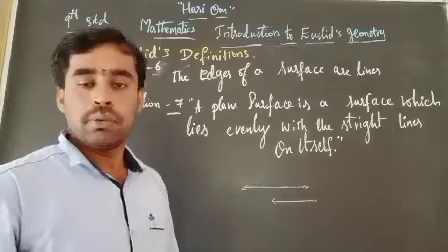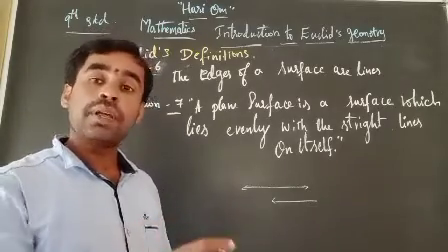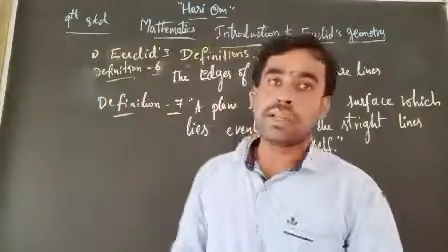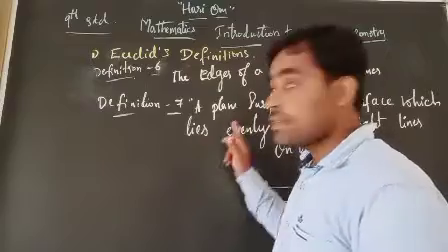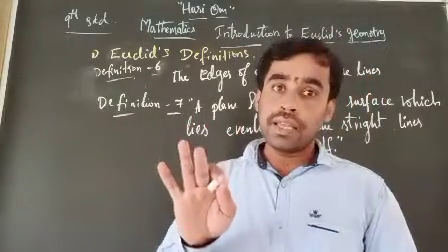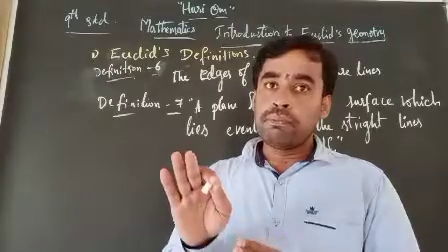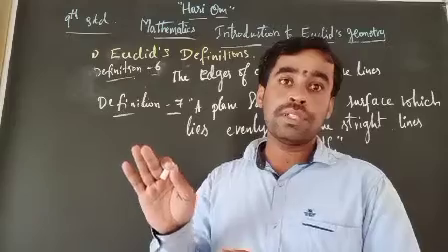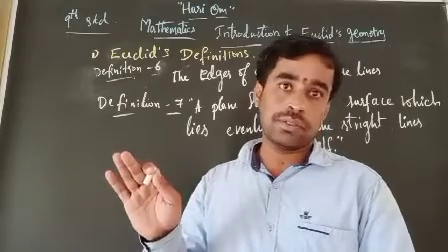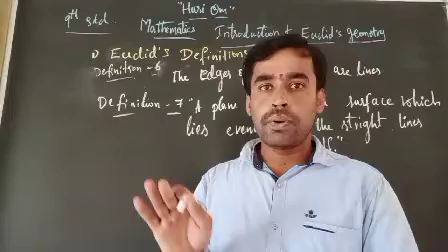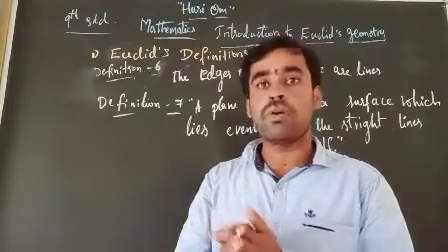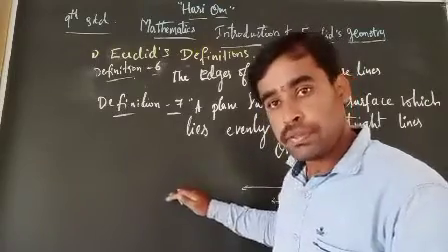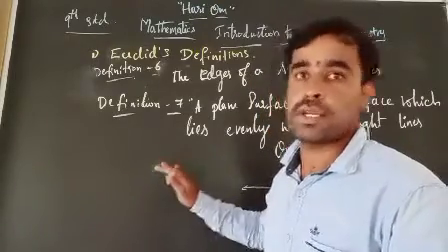That is what is given. We can draw straight lines on the plane surface. See, that is what is given. So here I'll explain: a plane surface is a surface which lies evenly with the straight lines on it. Or, if you can draw a straight line on a surface, it is called a plane surface. If you are able to draw straight lines on a surface, then it is a plane surface.